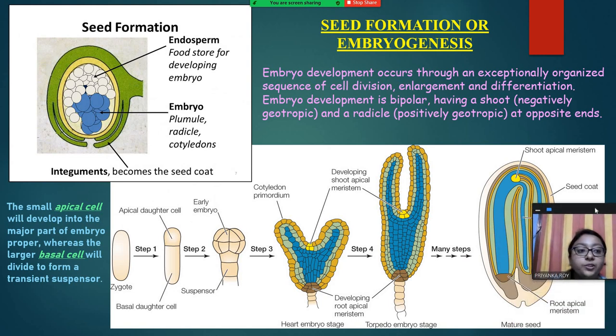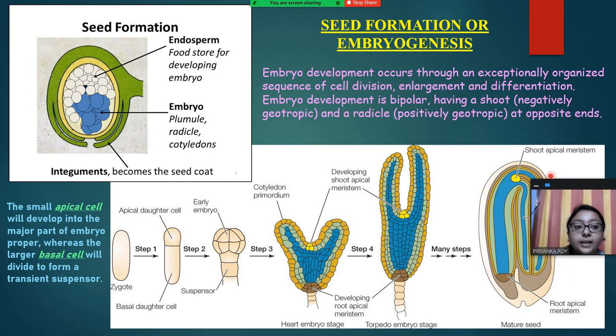So seed formation in plants or embryogenesis, like I said, the seed contains two major tissues, the endosperm and the embryo. So endosperm is the nutrition providing tissue, and the embryo contains the cotyledons, the seed cotyledons, and the plumule, the radicle. Plumule is the shoot tip and the radicle is the root tip, and it is covered by the seed coat or integuments.